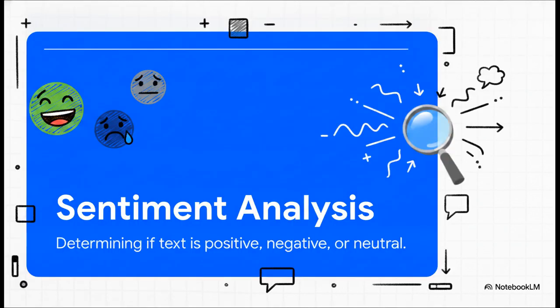Once everything is tokenized, we can run some really cool basic NLP tasks. A super vital one is sentiment analysis. This is where the model determines the emotional tone behind a piece of text. Like, is this customer review positive, negative, or totally neutral? It's all based on calculating the probability of certain word patterns.